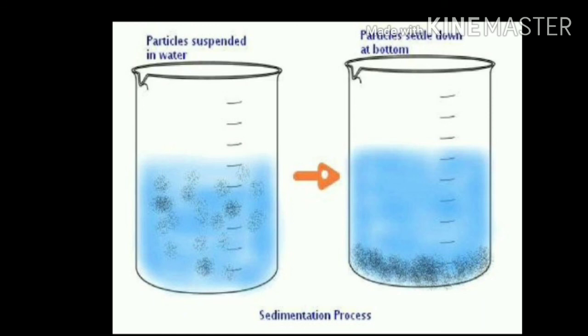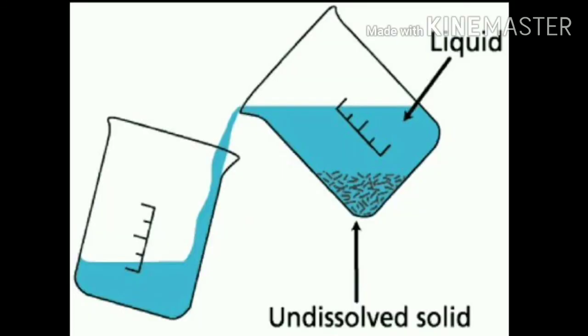In the sedimentation process we keep this mixture undisturbed for a long time. As the particles are heavier, they settle down and we are able to see two layers, one with the sediment and one with the water. So this is nothing but the sedimentation process. After this, we separate out the upper layer with the process of decantation.